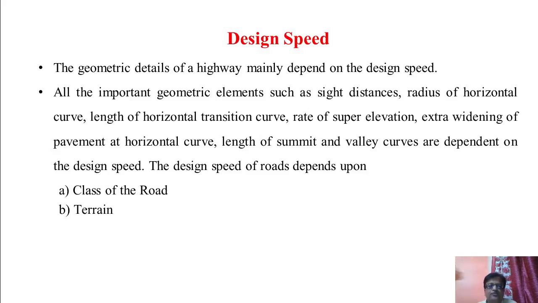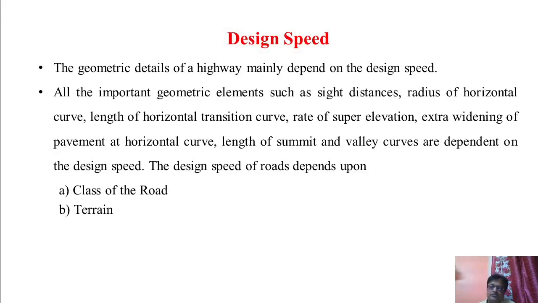So moving on, design speed. The geometry details of the highway mainly depend upon the design speed. In the first class itself, we discussed that the geometric details of the highway mainly depend upon the design speed. So let's see what a design speed is and what the different speeds are for different categories of road in India. All the important geometric elements such as sight distances, radius of the horizontal curve, length of the horizontal transition curve, rate of super elevation, extra widening on the pavement at horizontal curves, and length of the summit curve as well as the valley curve are dependent on the design speed.